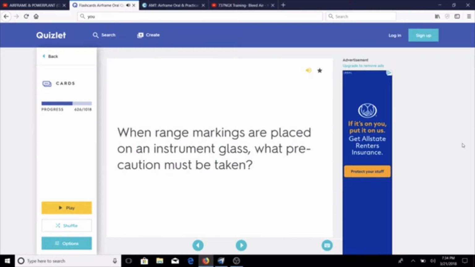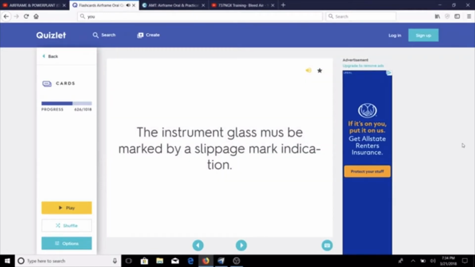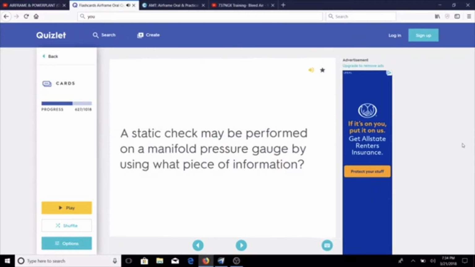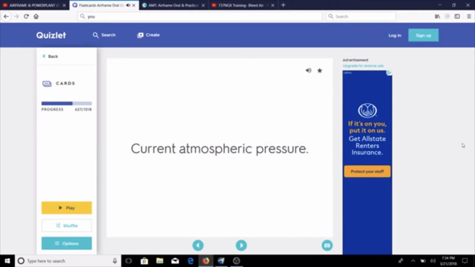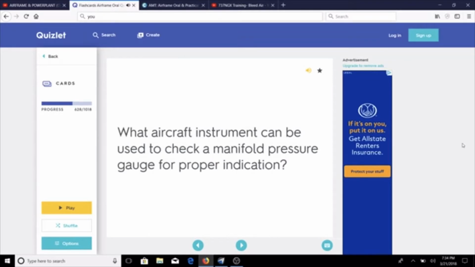When range markings are placed on an instrument glass, what precaution must be taken? The instrument glass must be marked by a slippage mark indication. A static check may be performed on a manifold pressure gauge by using what piece of information? Current atmospheric pressure. What aircraft instrument can be used to check a manifold pressure gauge for proper indication?